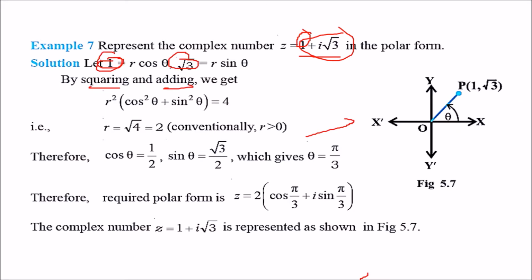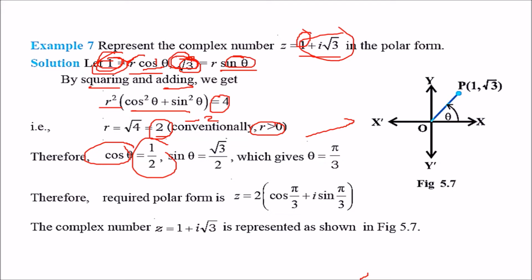1 square plus root 3 square, and on the right hand side we'll add r cos theta square plus r sin theta square, so that will give you r square times cos square theta plus sin square theta. 1 square plus root 3 square is 4, and r is going to be under root 4, that is 2. We are not going to take the minus 2 value because conventionally this r is going to be greater than 0. So if cos theta, if we place it here, now r we have known, cos theta will become half, sin theta is going to become root 3 by 2, so it gives you theta as pi by 3.